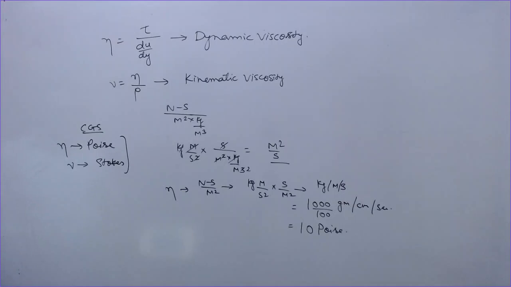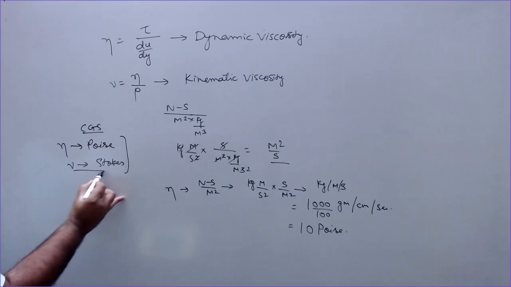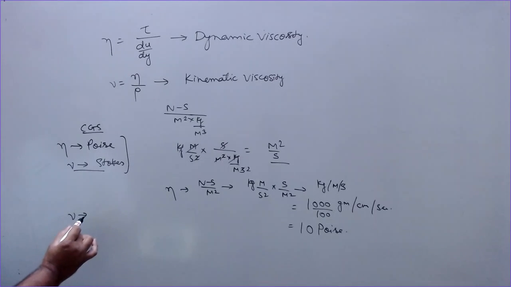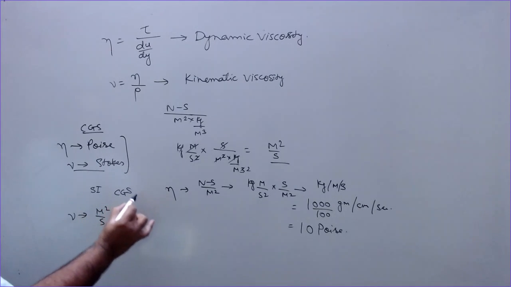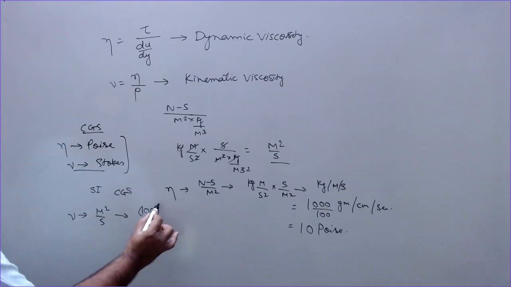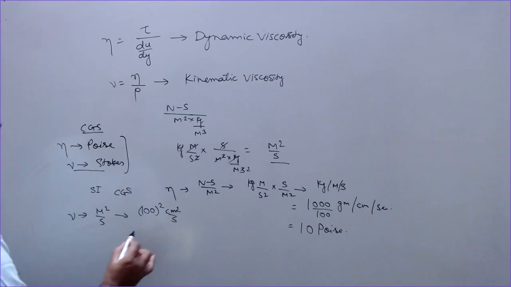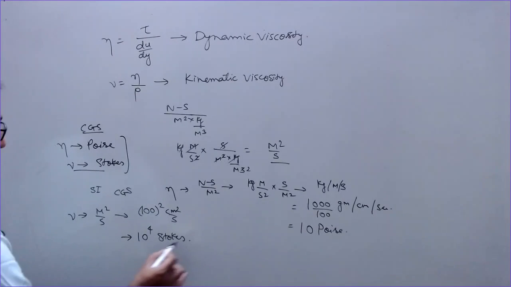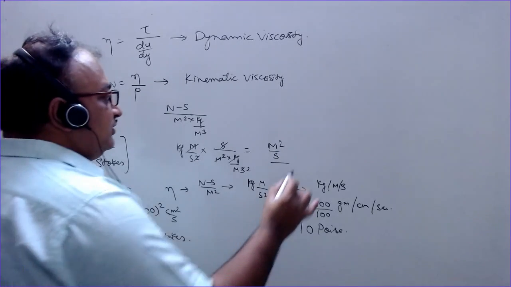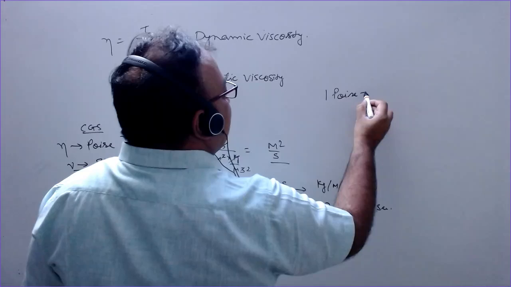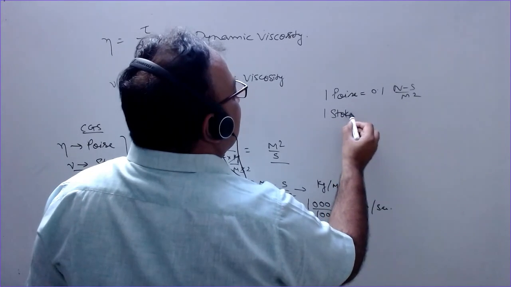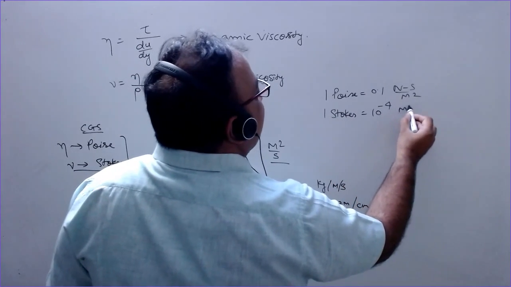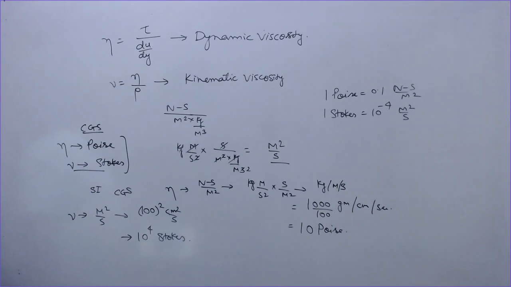This is the Cgs unit. Now as far as the second, kinematic viscosity, is concerned, its SI unit is meter square per second. In Cgs it can be written as 100 square centimeter square per second, which is equal to 10 to the power 4 Stokes. So I can write that 1 poise is 0.1 Newton second per meter square, and 1 Stokes is 10 to the power minus 4 meter square per second. These are the Cgs units.